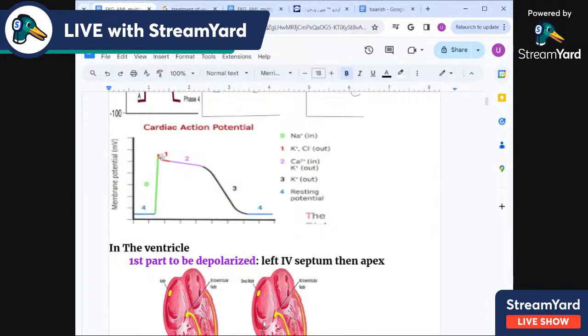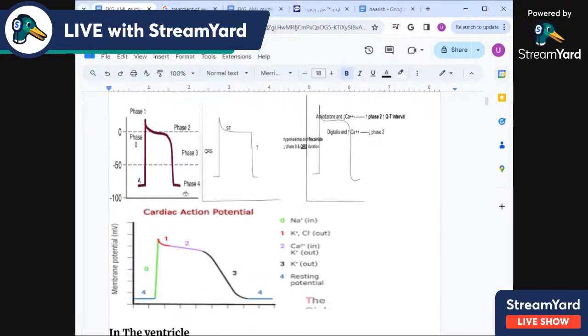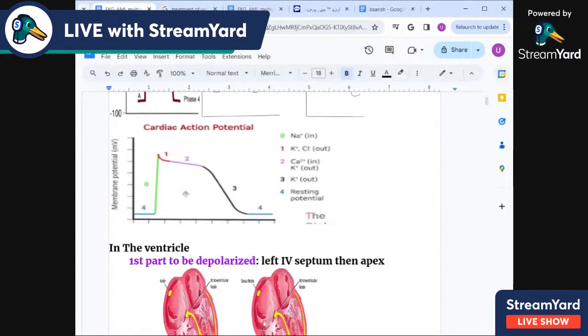Now in phase 0, we have sodium entry. Then phase 1, different elements going in and out of the cell. In phase 1, we have potassium and chloride out. In phase 2, calcium in, potassium out. And in phase 3, we have potassium out and then restoring the normal resting membrane potential in phase 4. So if you notice, potassium is out in phases 1, 2, and 3, whereas calcium is in phase 2 and sodium is in phase 0. So these are the different phases of the action potential and the sodium and potassium entry and exit into the cell.